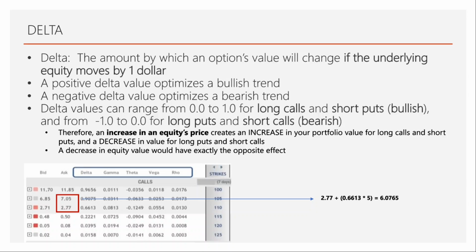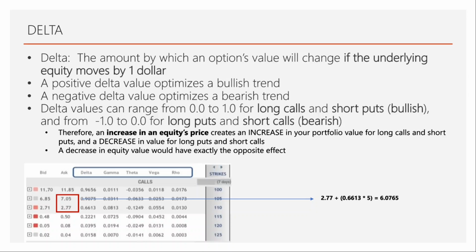So the positive values are for a bullish trend. What are the bullish trends in the option chain? Long call, my expectation is bullish, and for short put, my expectation is bullish. So positive delta is favorable for long calls and short puts. Similarly, negative delta is favorable for long puts and short calls.